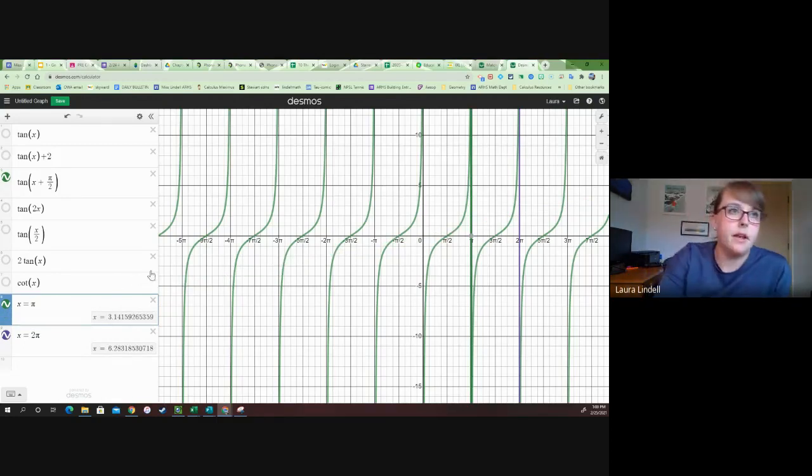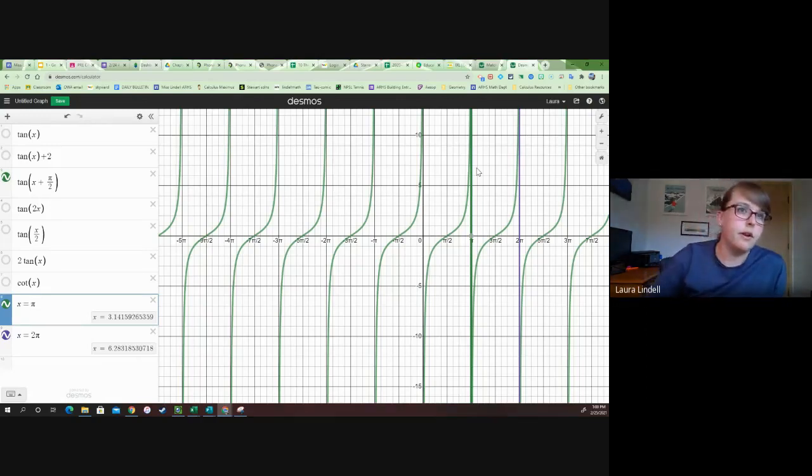Anyway, if you have a hunch about where the asymptotes are going to be, you can plug in a few of them and see where they end up. You can also take your period and your phase shift to work out the asymptotes.